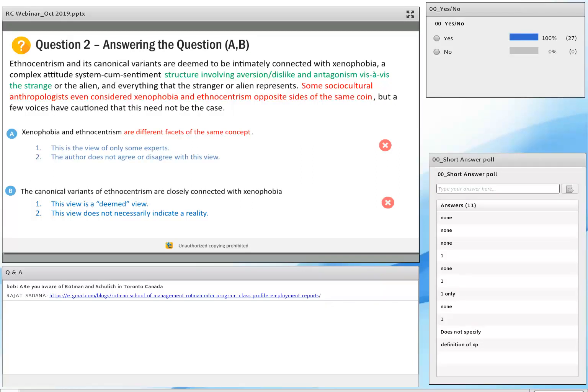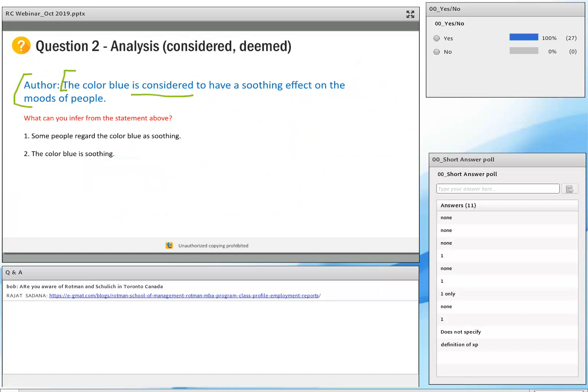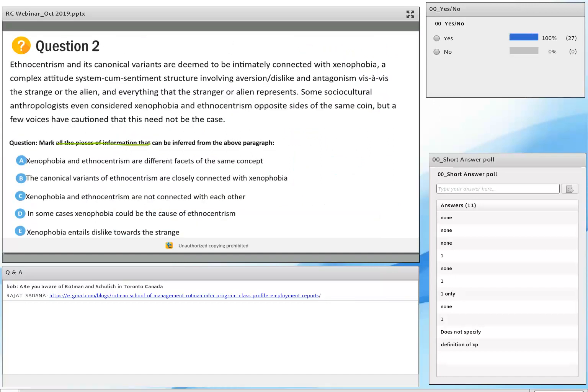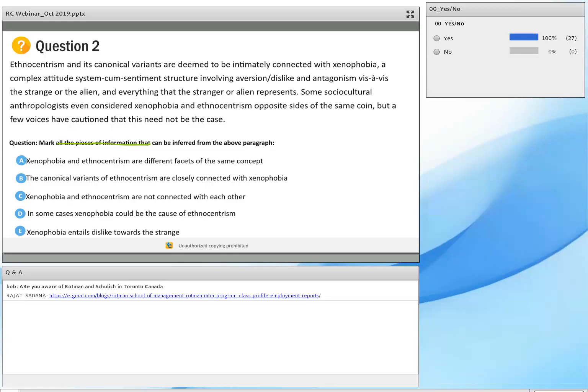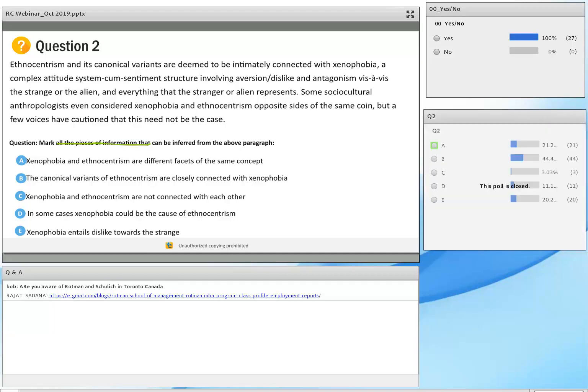Let me go back to the question slide. Tell me what should be the correct answer here. If you want to revisit your answers, I'll show you the question and your responses there. So these were your original responses. 44% of you selected choice B, 21% choice A, and you all know the correct answer now because I've already said what it is. But let's see how many of you now agree that choice E is the only one which can be inferred.